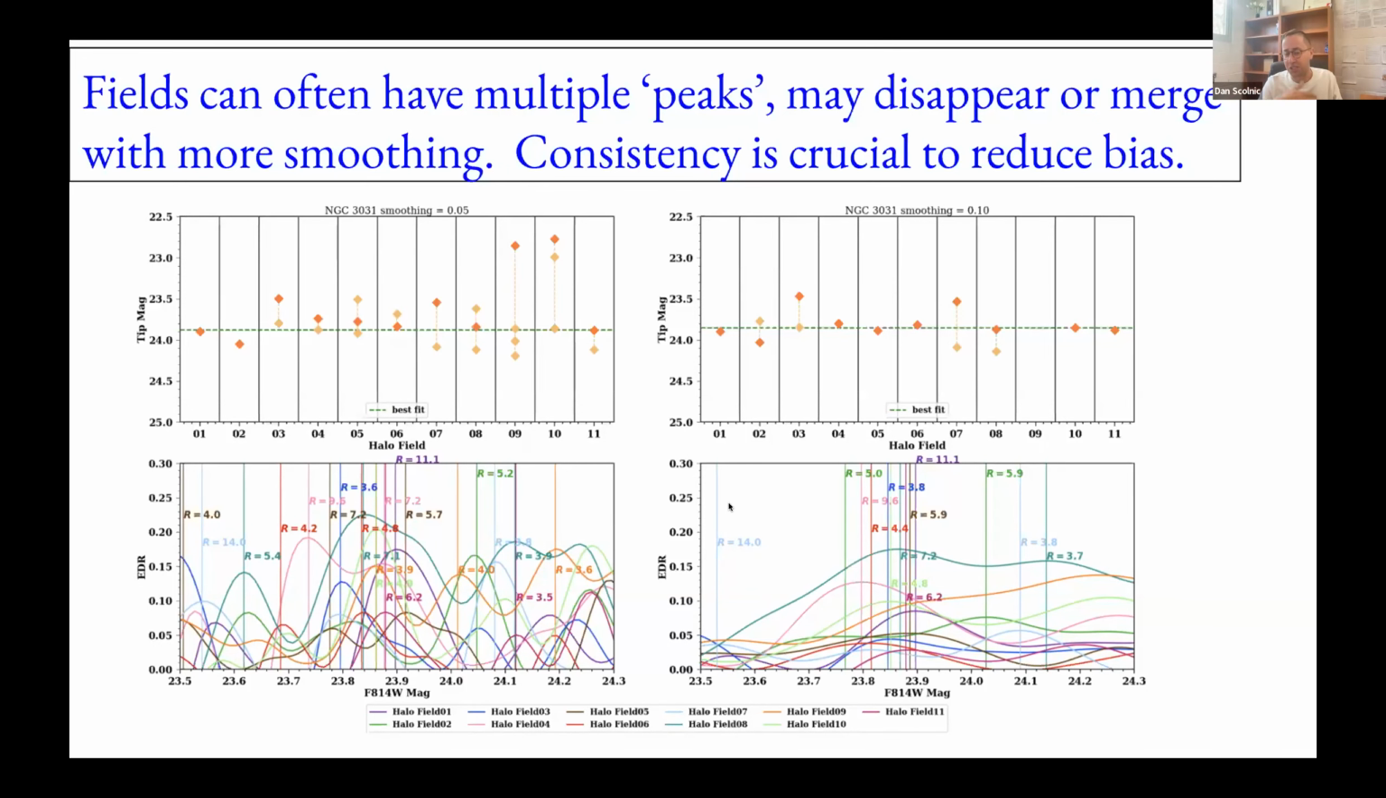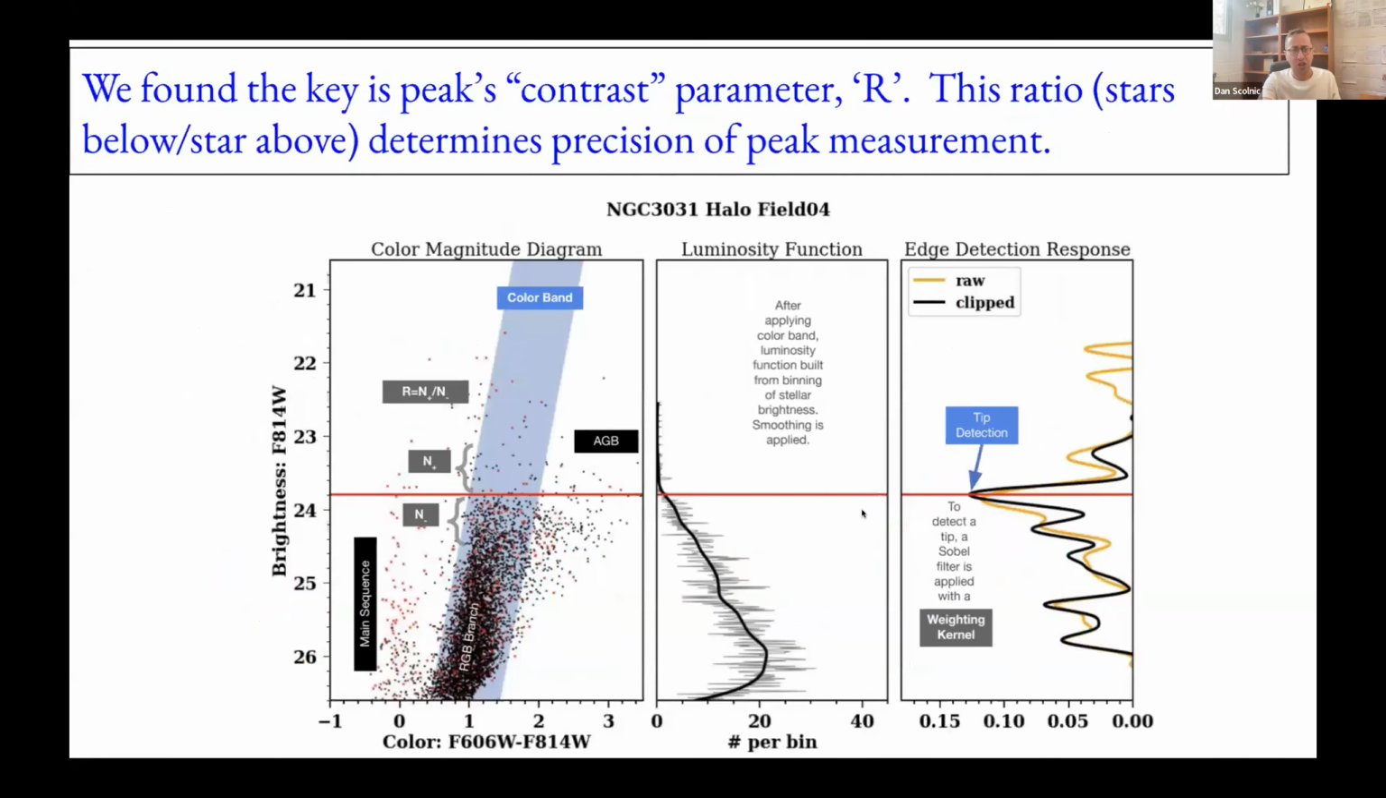Now on the right here, you could smooth this more to get one peak, and generally that does better. But when you smooth, you could also shift the tip that you find. What we found is that there's one parameter, we call it the contrast parameter. It's basically the number of stars above versus below the peak. It's the thing your eye is seeing to say how sharp it is, and that will determine the quality of your measurement. So we could use that to put an uncertainty on that measurement.